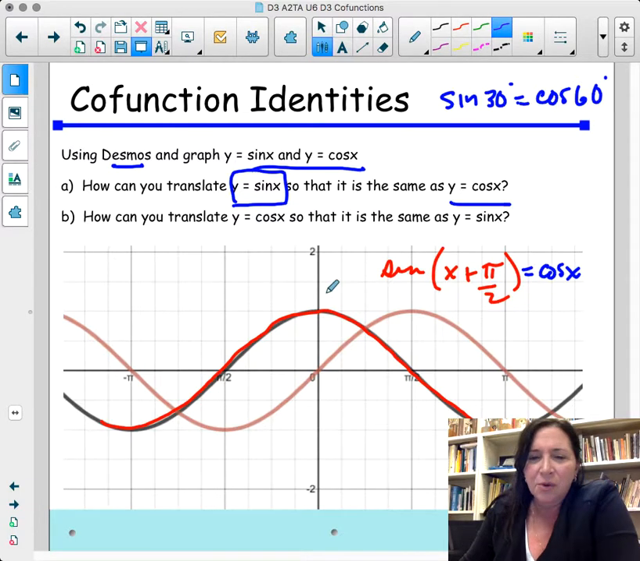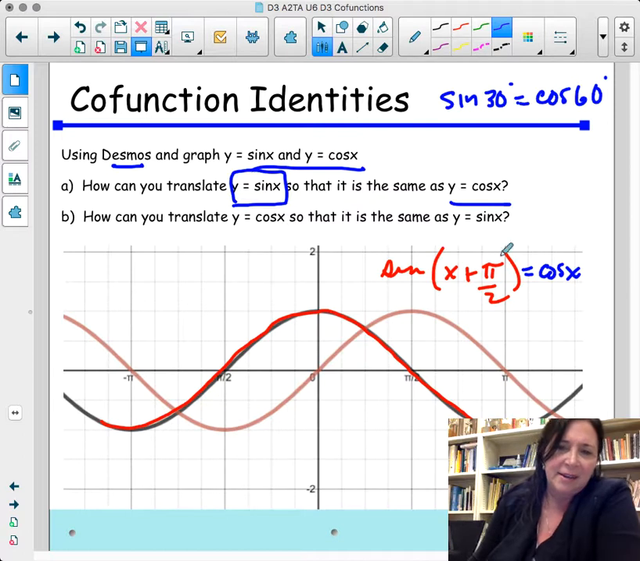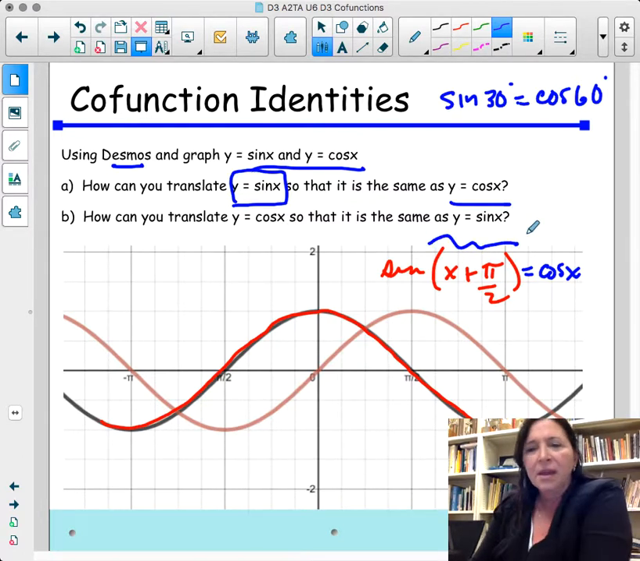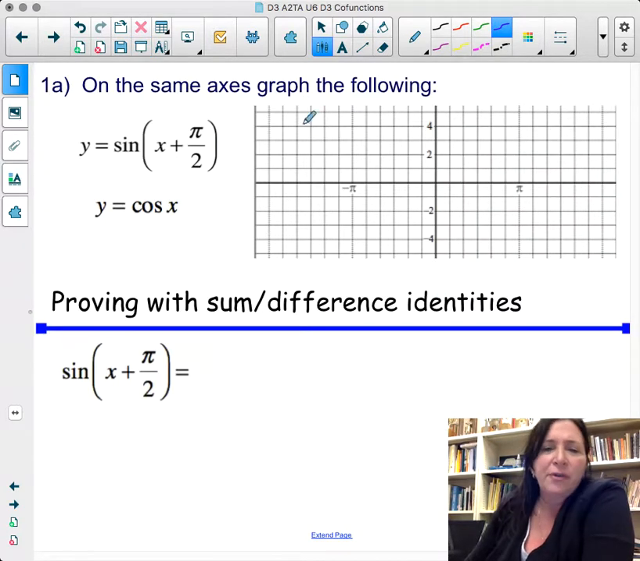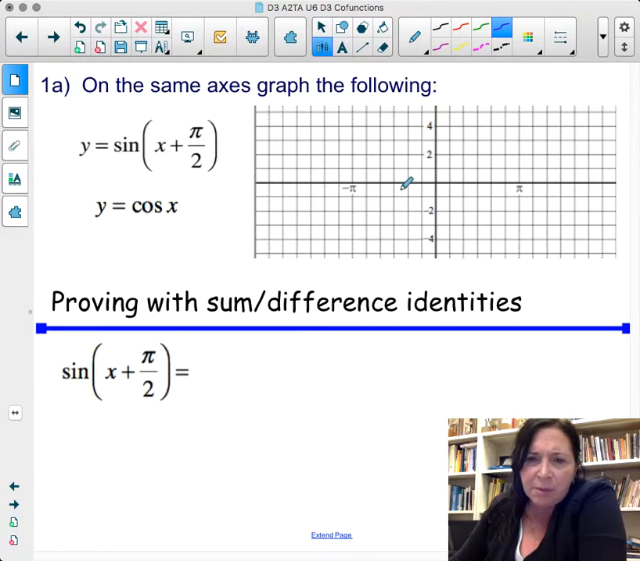Okay, so that's what we're doing. These are cofunctions, but they're cofunctions with identities. Remember this? We did this the other day. This is a sum. So we're going to explore this a little bit and see where we get. Okay, so the first one says we're going to start with x plus pi over 2. And so that's a sine wave. Remember, we just talked about that.